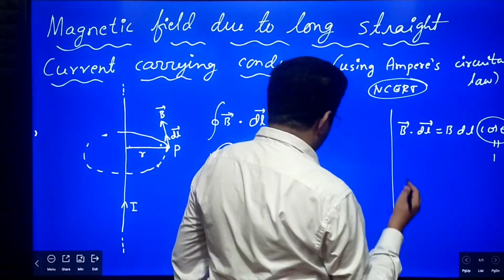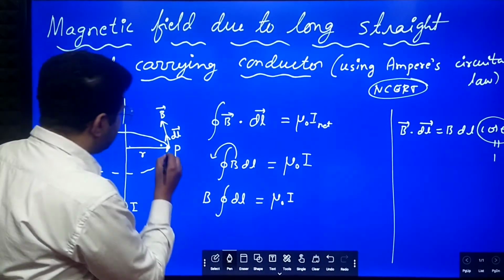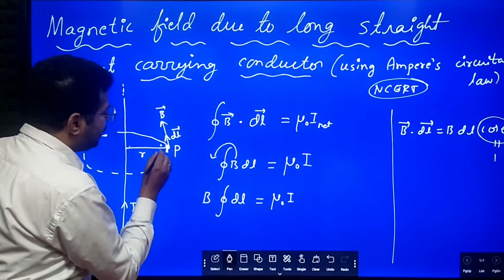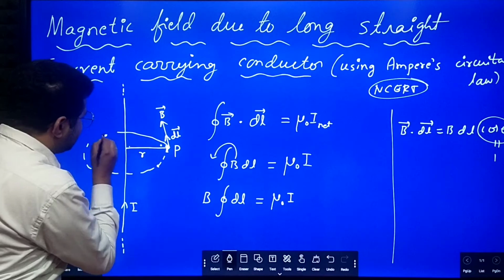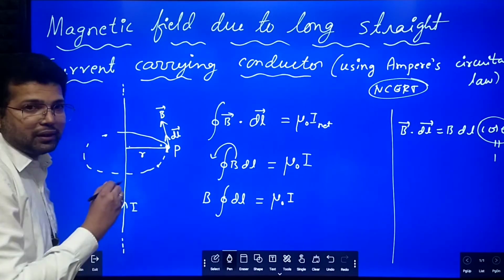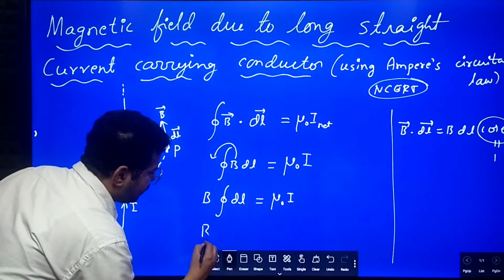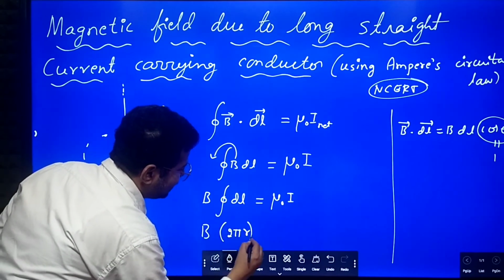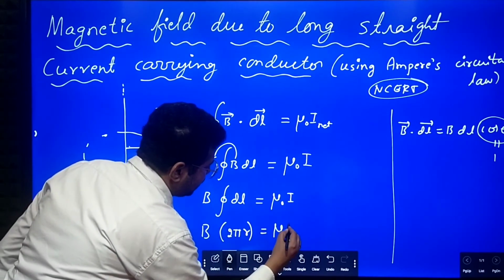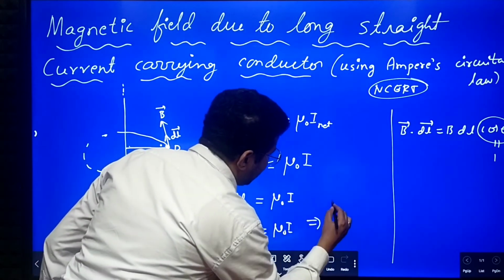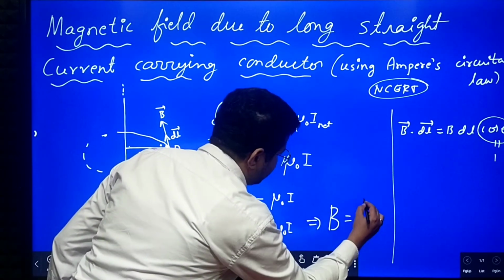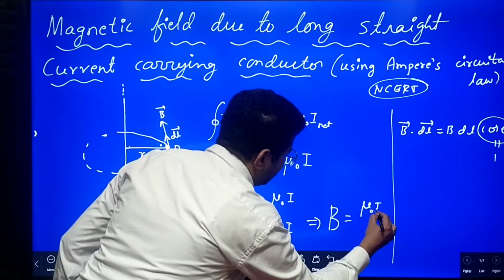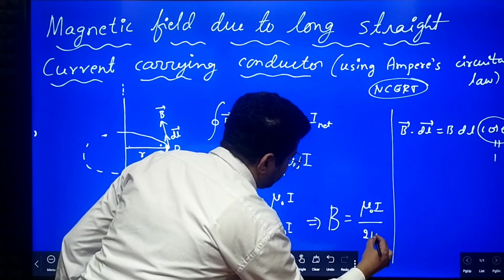One more thing we know is, here we have considered a small element dl. If you add all those dl's, what do we get? We get the circumference of the circle. So we get B into 2 pi r is equal to mu naught into I, which implies magnetic field B is equal to mu naught I divided by 2 pi r.